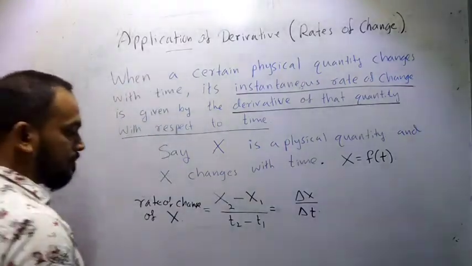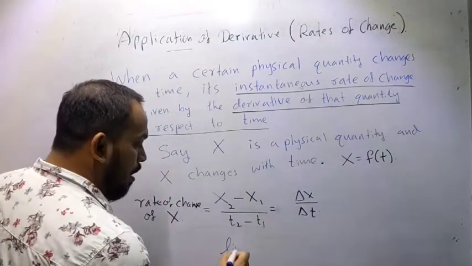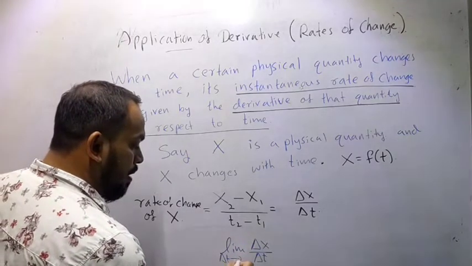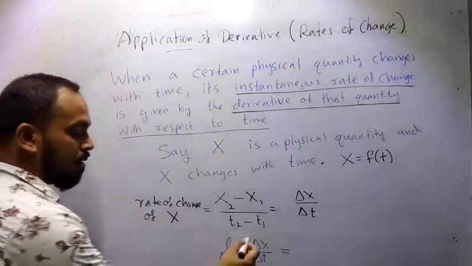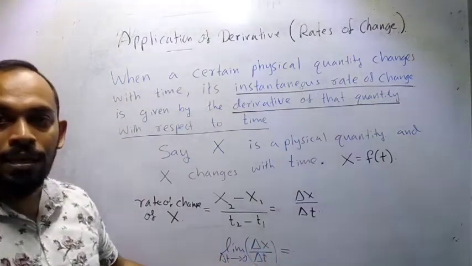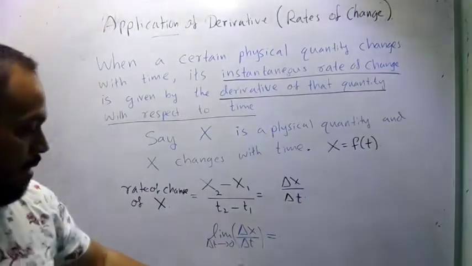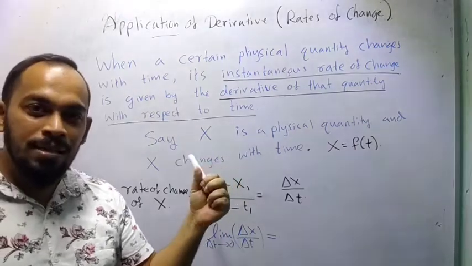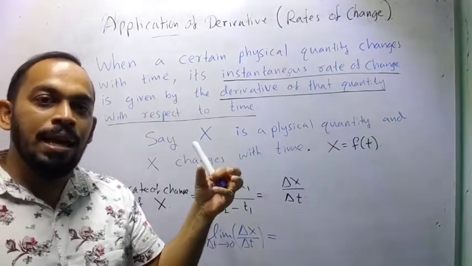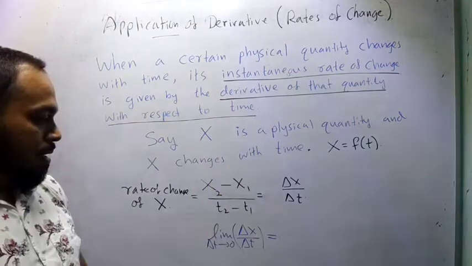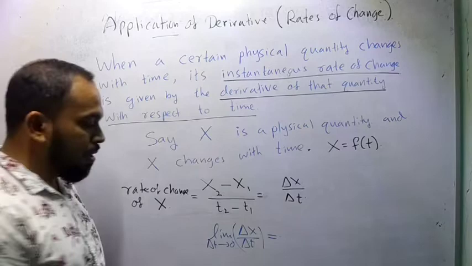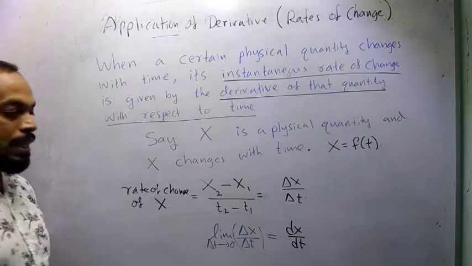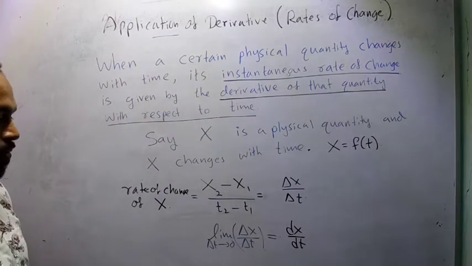So if you take the limit of this delta x over delta t, as delta t tends to 0, this would give you the instantaneous change because now this delta t is approaching 0, which means a small difference. It looks as if x had not changed, right? And this is the definition of dx by dt. This is the definition of dx by dt. Right.